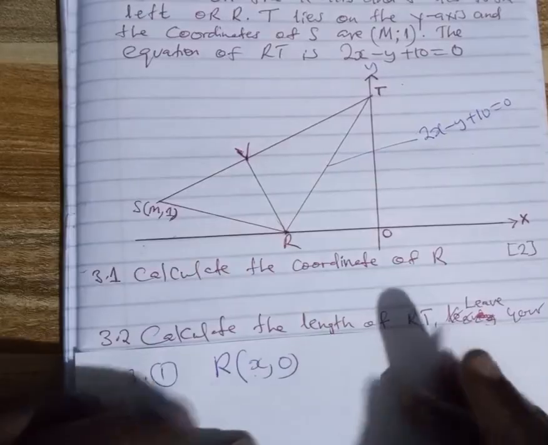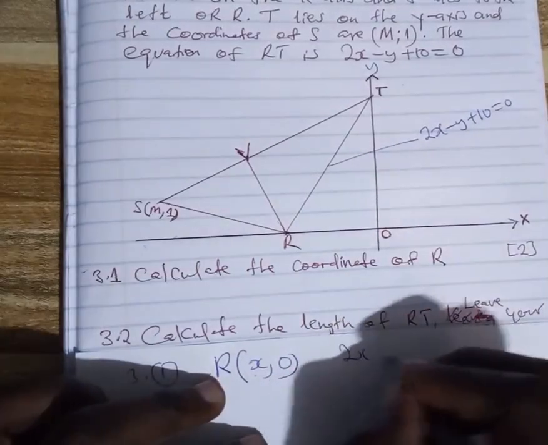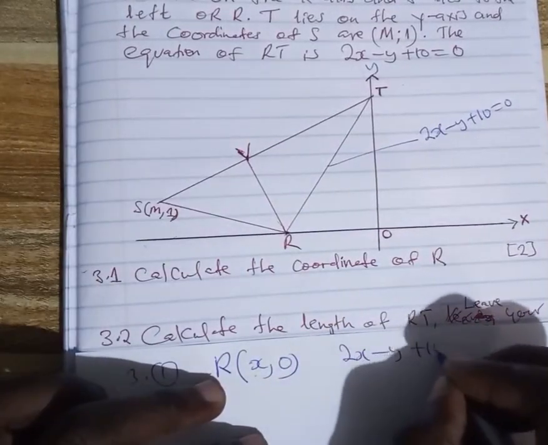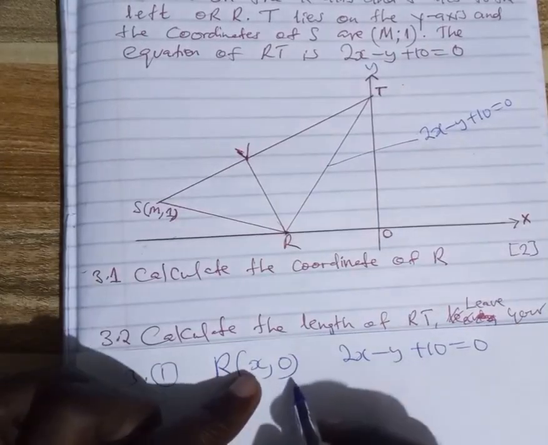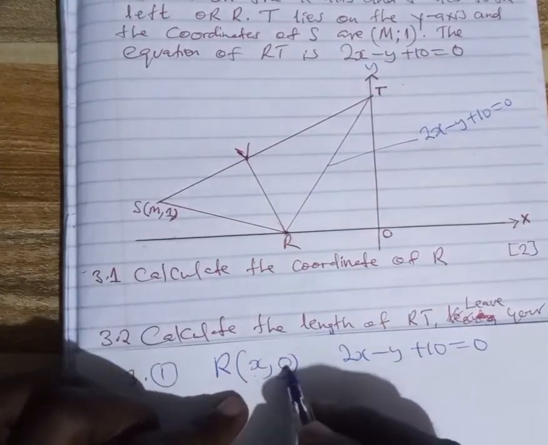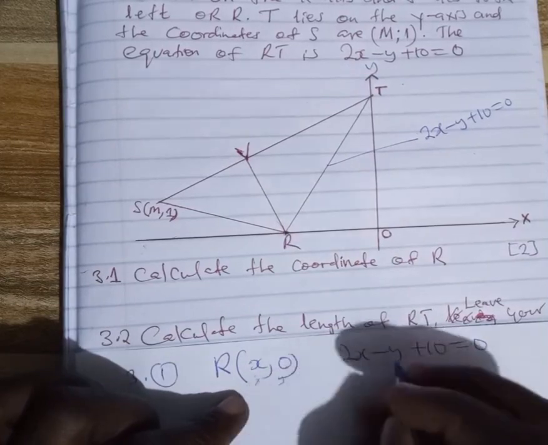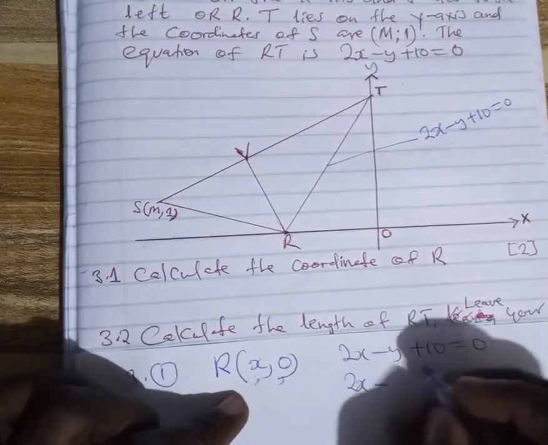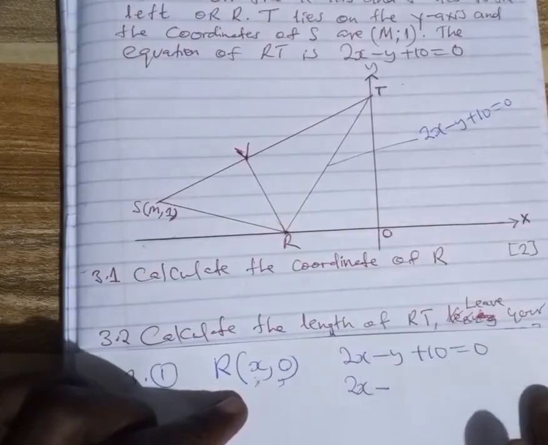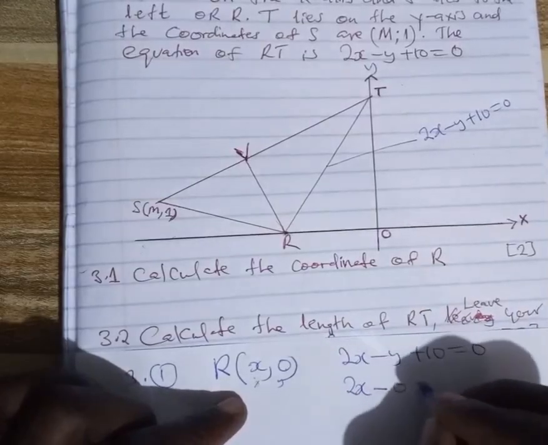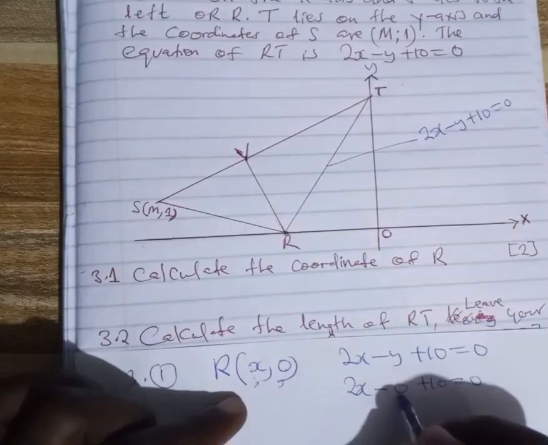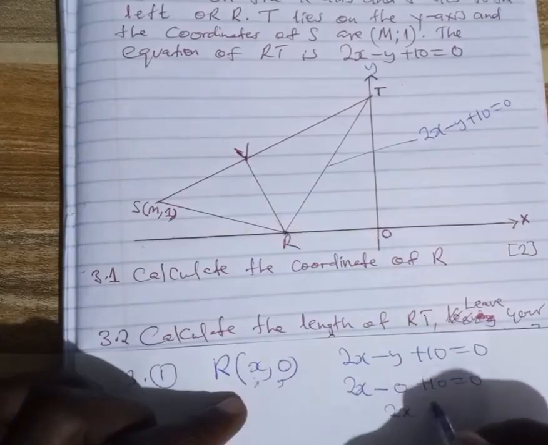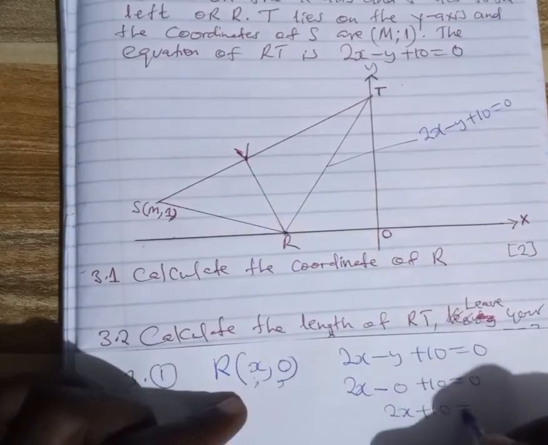So what we're going to do is use this equation, 2x minus y plus 10 equal to 0. Then just replace: where there is y, you plug in 0. So you're going to have 2x minus, what is y? Y is 0. So put 0, plus 10 equal to 0. Then 2x minus 0 is just 2x, plus 10 equal to 0.